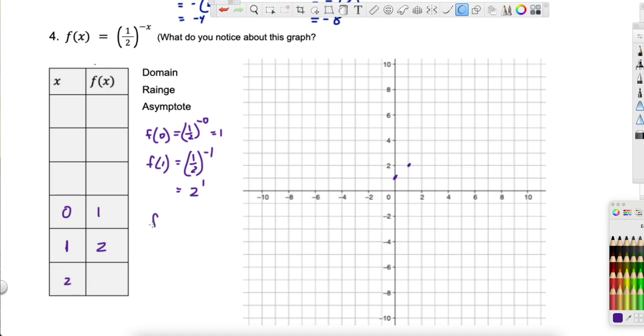Let's put 2 in. See, that's 4. 2, 4. And I guess I could have done 3 on this one. So if I put a 3 in, I should have moved my 0 up. So 3, if I put a 3 in for this, 1/2 to the negative 3, that would be 2 to the positive 3, or 8.